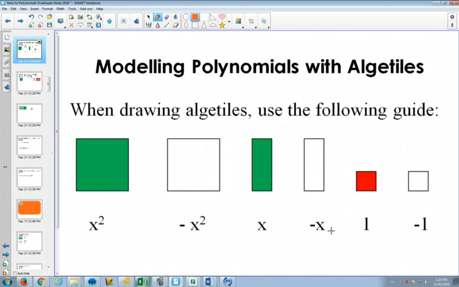So, in high school, when we introduce algebra, we have an x squared tile, a negative x squared tile, an x tile, a negative x tile, a 1 tile, and a negative 1 tile. Notice the pattern that all of the negative ones are empty. And what we do when we're drawing them is whenever we want to show a positive tile, we shade it in. Yeah, I want you to draw those. Draw those and put those into your notes.